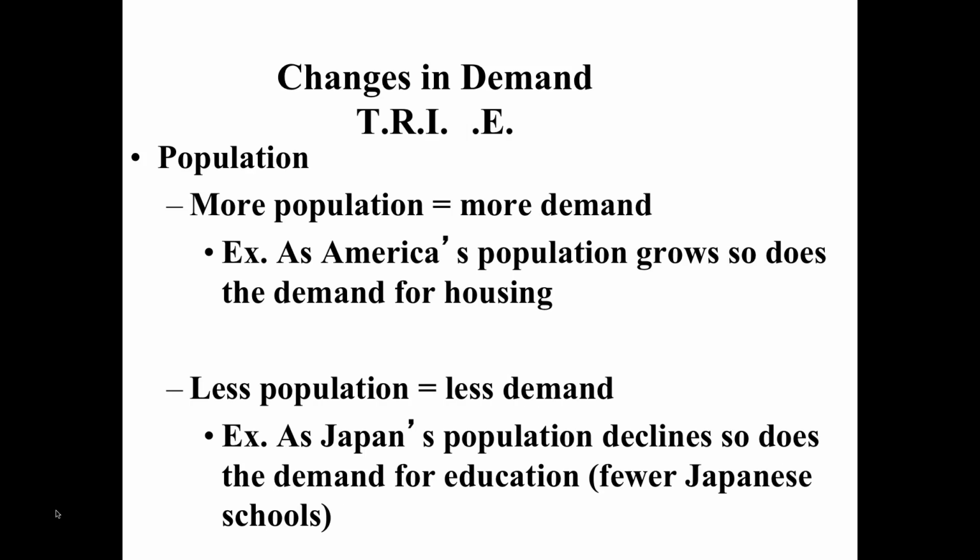Now let's go on to population. This one's pretty simple. More population, more demand. So for example, as America's population grows, so does the demand for housing. So an increased population is going to increase demand for housing. Less population, less demand. So for example, as Japan's population declines, so does its demand for education. There's going to be fewer Japanese schools because there are fewer children to get educated.